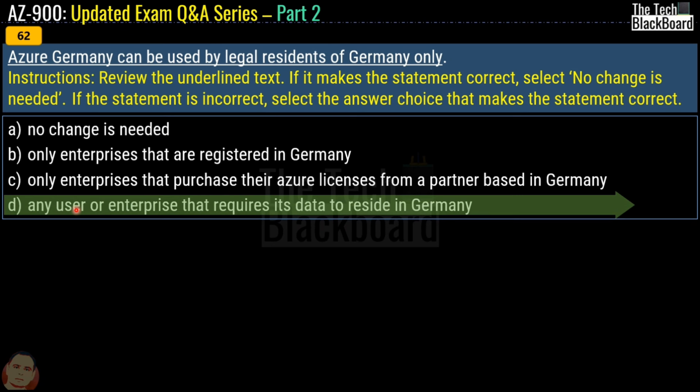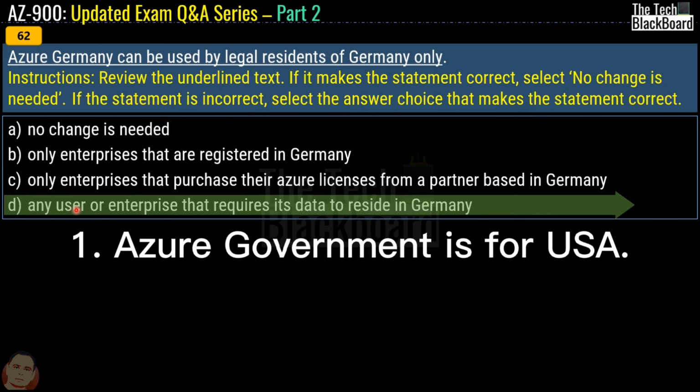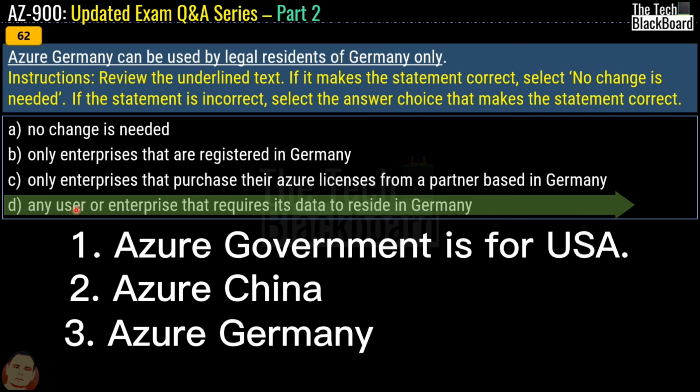With that question, one more time, I'm going to repeat and summarize for you so that the questions and the answers imprint in your mind. So first of all, we have Azure Government, which is related to the US government. The second one is Azure China, and the third one is Azure Germany.